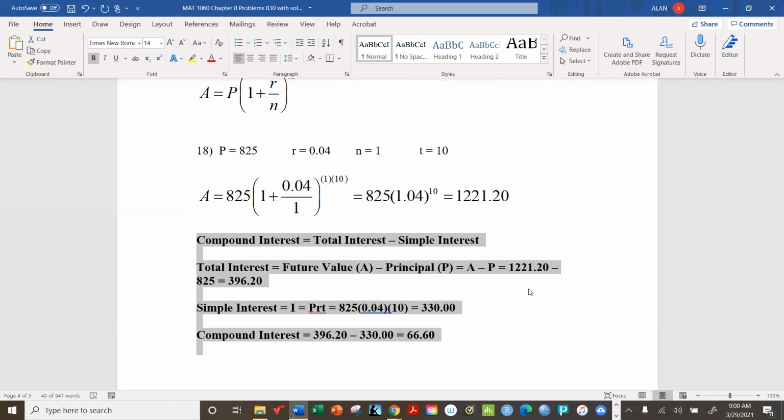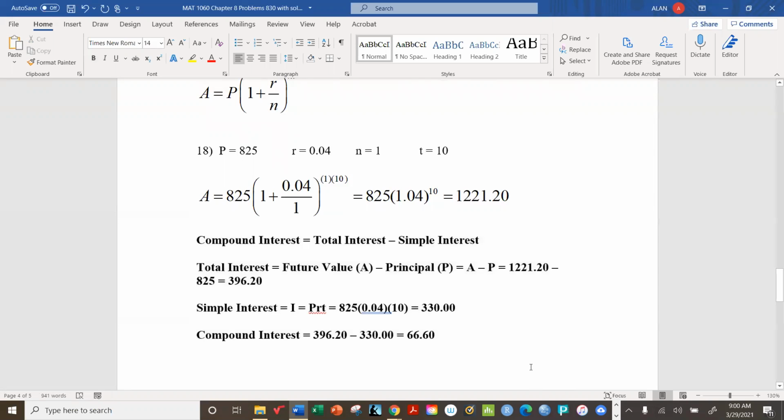All right, all the steps are going to be the same in every one of these cases. So actually, let me start typing out the details from number 19. In 19, we have P equals 3250. R is 0.02. The compounding frequency is annually, and the time frame is 5 years.